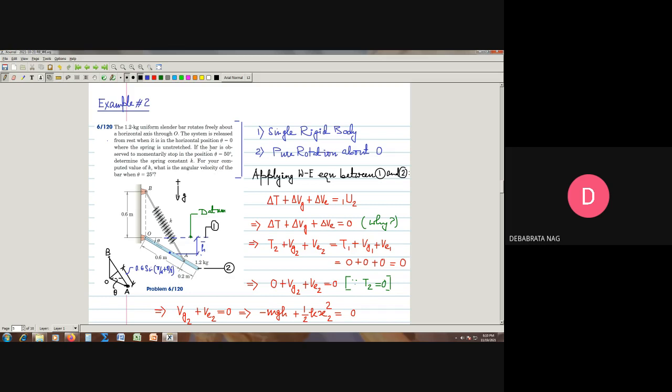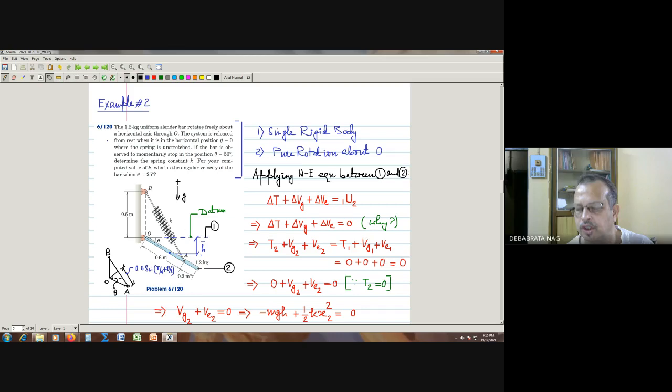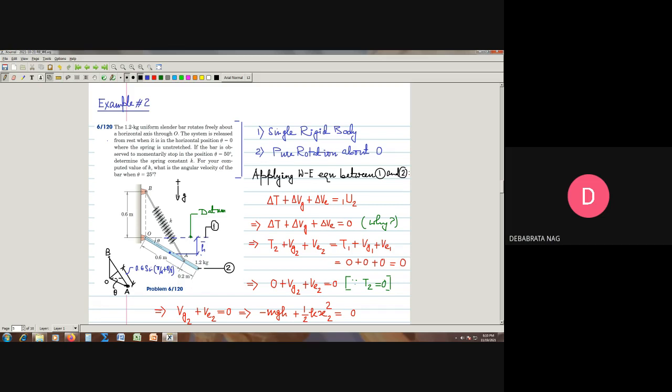Let us first try to answer the first part, for which it is told to us that when the rod swings through an angle of 50 degrees, it momentarily comes to a stop. So I consider the initial configuration here as 1 and the final configuration here as 2. In this case we note that this is the center of mass of the rod, which will be at the middle point because it is a uniform rod.